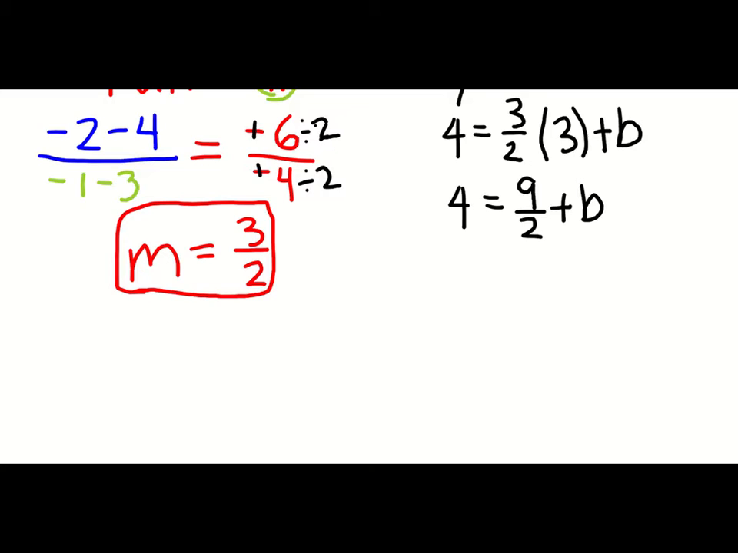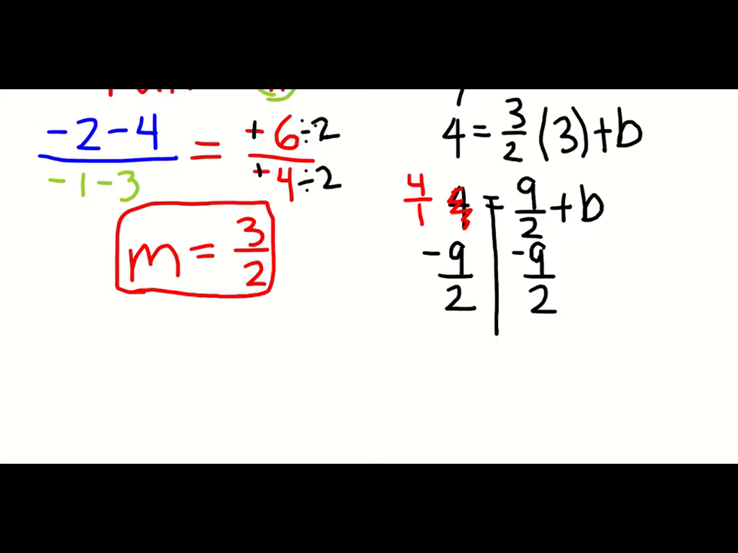And then I need to get the 9/2 on the other side. So I'm going to need to subtract 9 over 2 from both sides of my equation. So to subtract this, first I'm going to need to make 4 a fraction by putting it over 1.